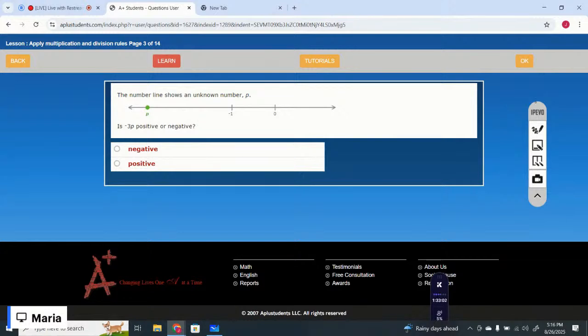Is negative 3p positive or negative? So negative 3p is positive. Why? Because p is already on the negative side. p is negative. So when you multiply two negative numbers, the answer is always positive.